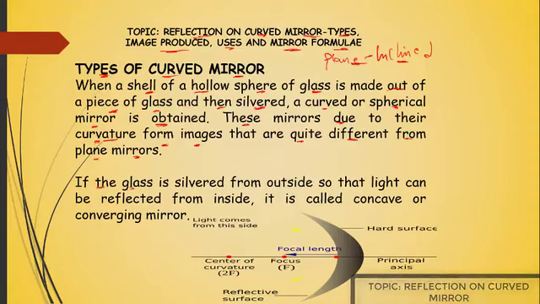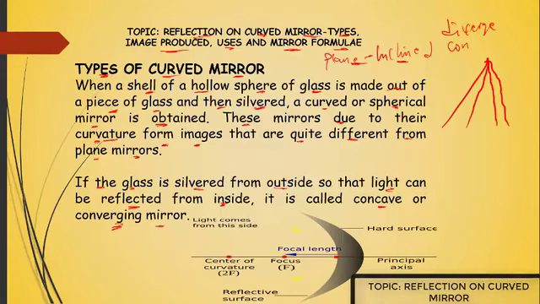Alright, so if the glass is silvered from outside so that light can be reflected from the inside, we call it a concave or converging mirror. The word converge means to meet at a point. So think of two or more straight lines meeting at a point. They are converging. You also come to terms with things like diverge as well. Think of converge as meeting at a point, and diverge as spreading out from a point.